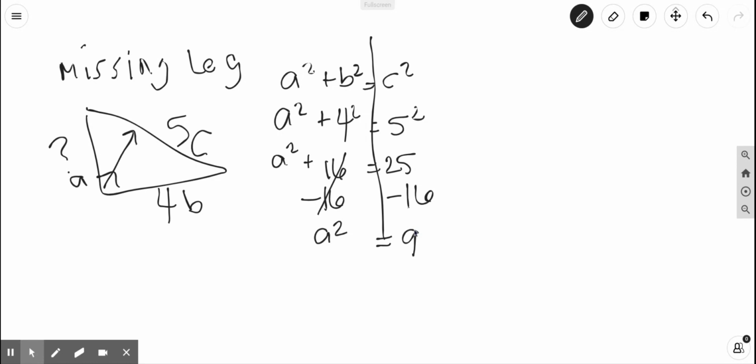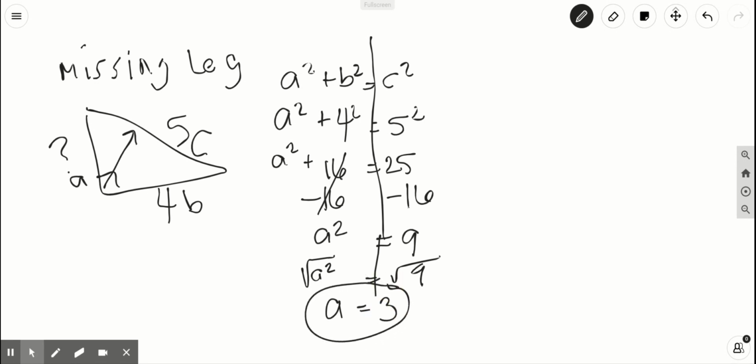That means a number times itself is equal to 9. What I'm going to do to show that math step is take the square root of a squared, and I'm going to take the square root of 9, and that square root of a squared will leave me with a, and the square root of 9 leaves me with 3. Now I've solved for my missing side a. Missing side a is supposed to be the length of 3. That's it. That's how you use the Pythagorean theorem to solve for a missing leg length.